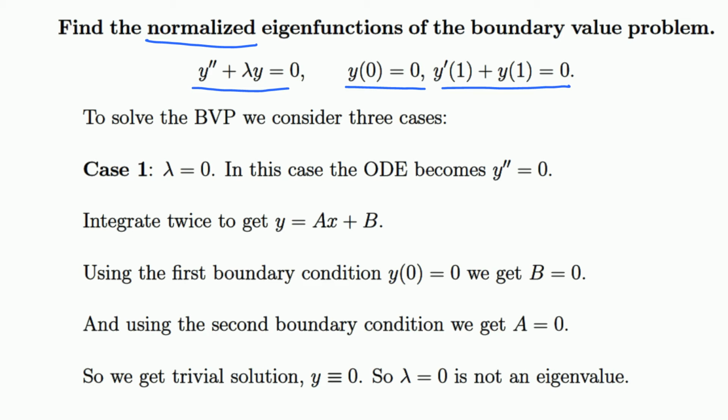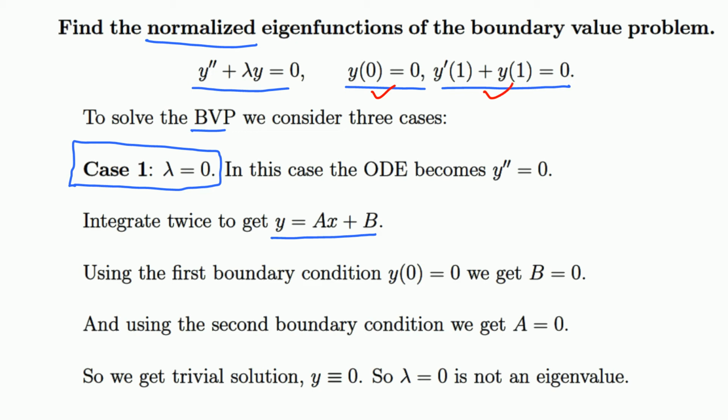To solve this boundary value problem, we consider three cases. Case 1, lambda equals 0, then lambda negative, then lambda positive. In this case, the ordinary differential equation becomes just y double prime equals 0. If we integrate twice, we get y equals ax plus b as a solution. Then to determine the constants a and b, we apply boundary conditions 1 and 2.